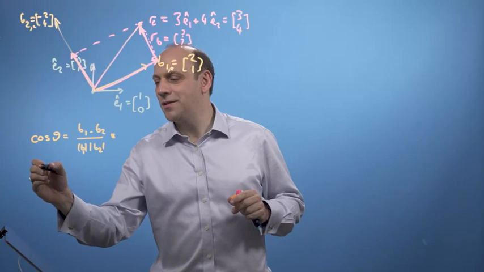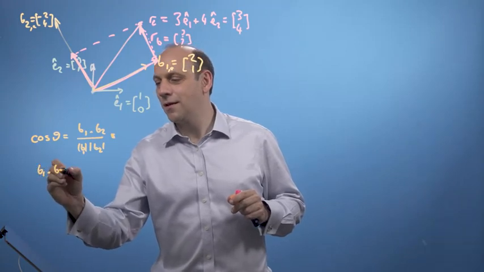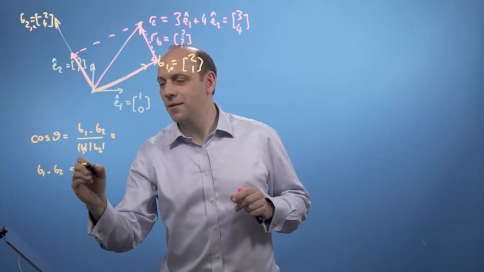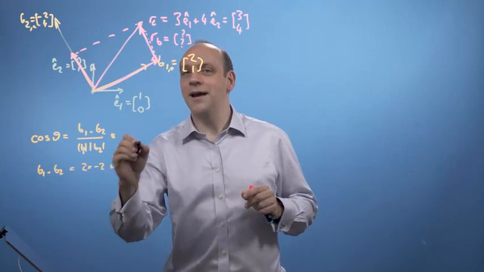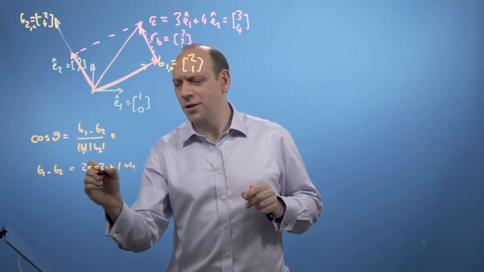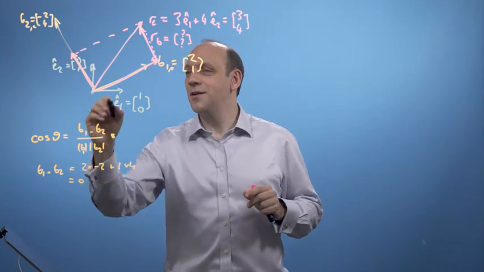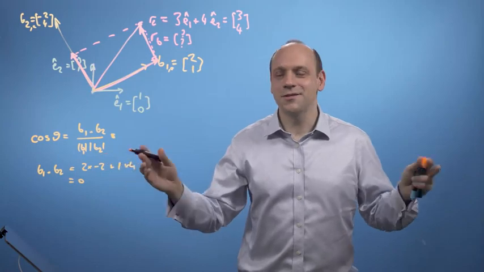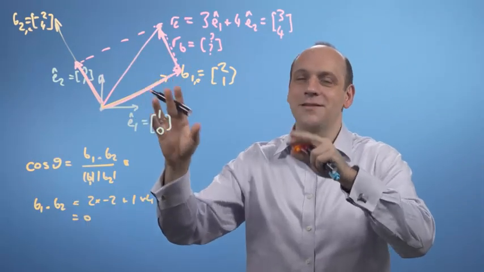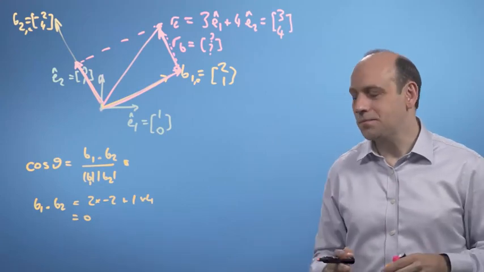So B1 dot B2, here, I take 2 times minus 2, and I add it to 1 times 4, which is minus 4 plus 4, which is 0. So these two vectors are at 90 degrees to each other. So it's going to be safe to do the projection. So having talked through it, let's now do it numerically.